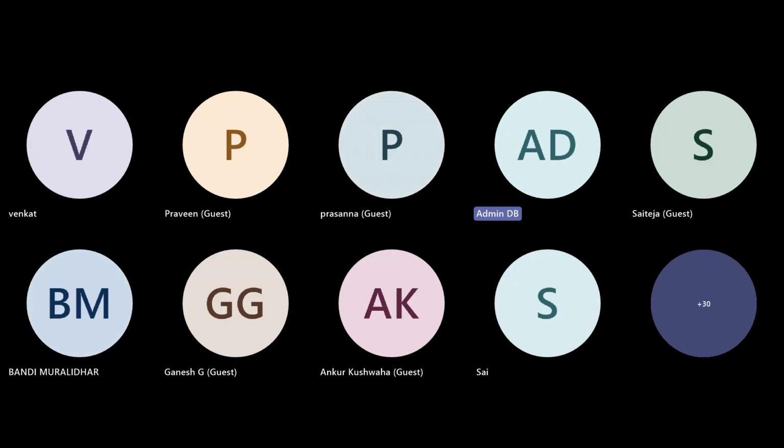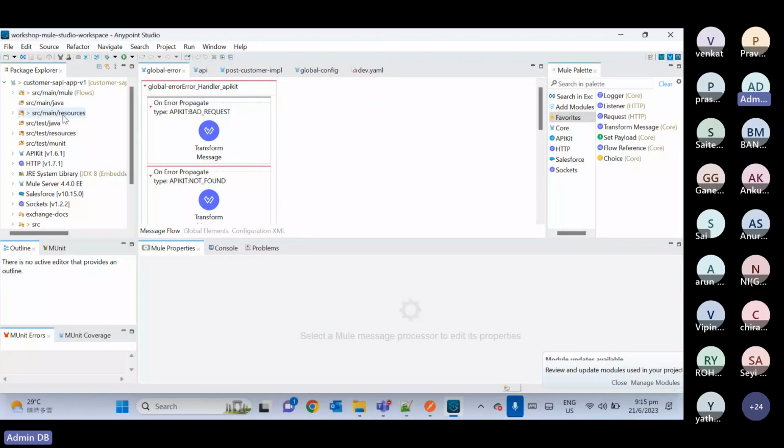Let me do a small recap. We created a repository, cloned it locally, and then created the Mule application. Within the Mule application, we created a common folder and an implementation folder. In the common folder, we will keep all the common things which will be shared across the application. What all common things are there?